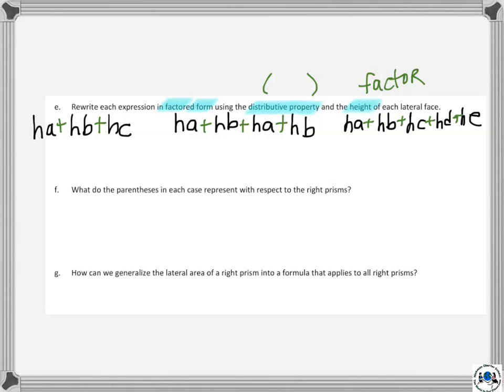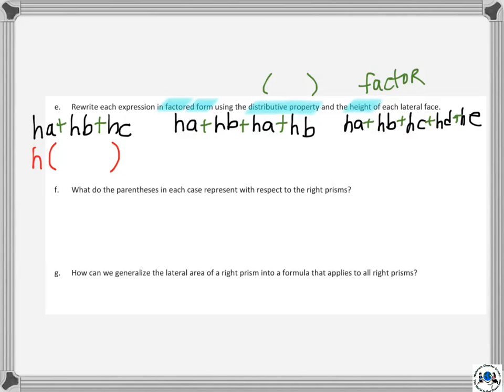Okay, so let's look at these one at a time, starting with our right triangular prism, which is HA plus HB plus HC. When we factor these out, we're trying to find the largest factor that is common to all of our expressions here. We can see that that is H, because HA, HB, and HC all have an H in them. So my parentheses are going to go there.